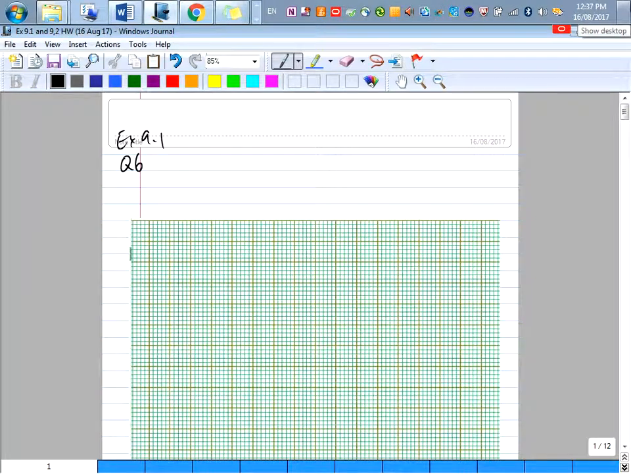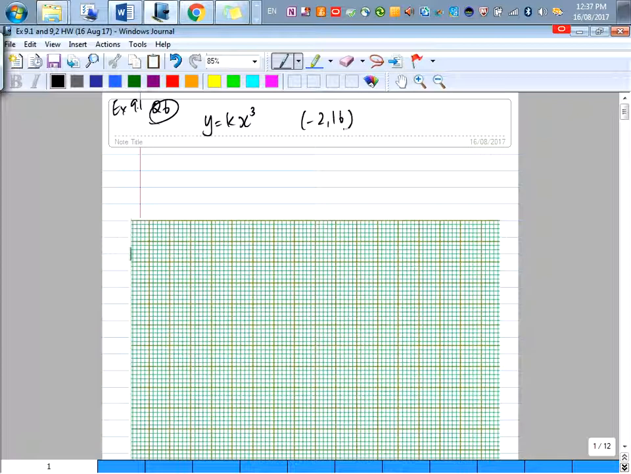A graph that passes through the point -2, 16. Okay, so let's write that down first. The equation of the graph is y equals kx cubed. It passes through -2, 16. That means this is the x value and this is the corresponding y value. Substitute it into your equation.